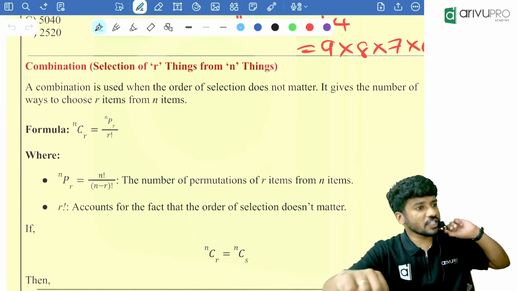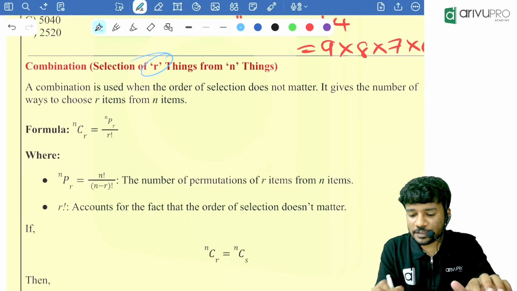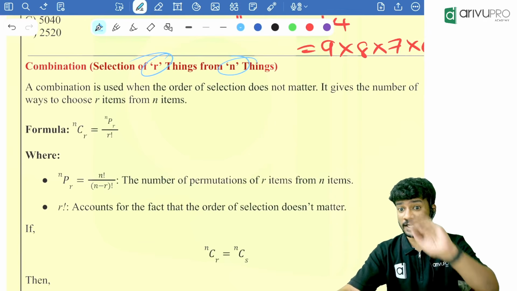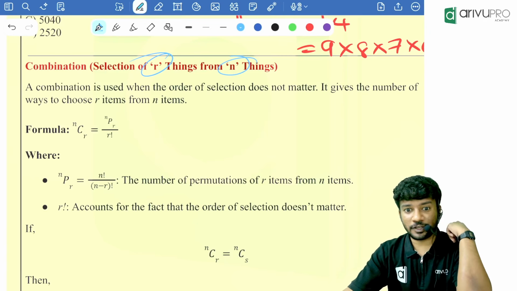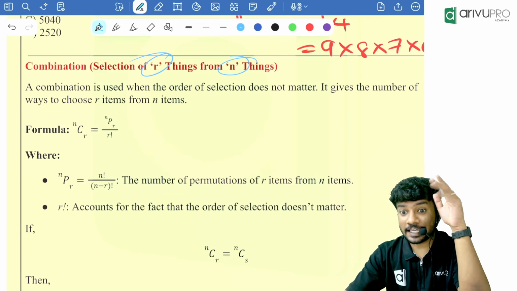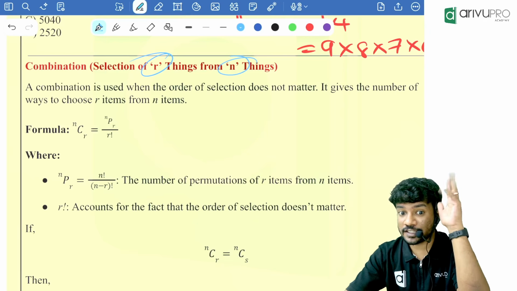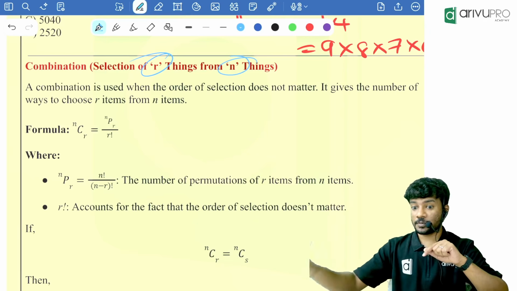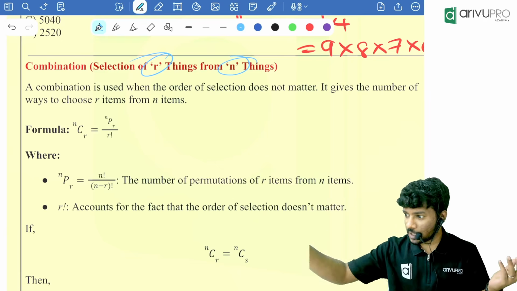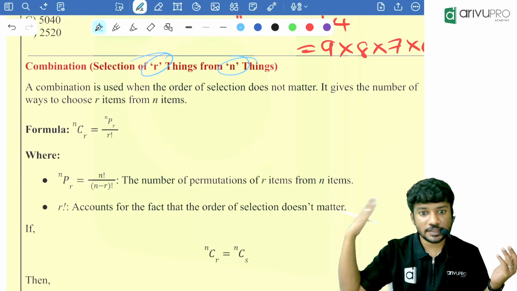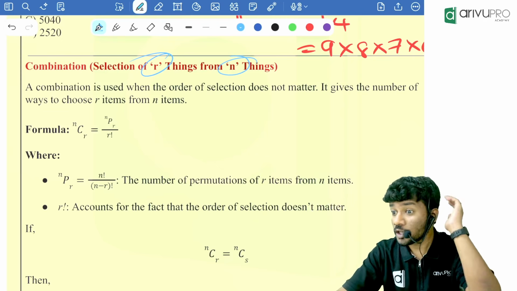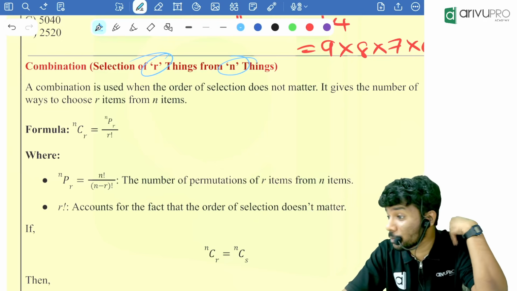Now, combination is nothing but selection of R items from N items. That is the meaning. For example, I want to select 5 students from this particular class. How many ways can I do it? For example, 20 students are there. I can choose 5 students from 20 students. Either it can be first person, second person, third person, fourth person, fifth person, or it can be second person, third person, fourth person, fifth person, sixth person, or whatever way I want to choose. So how many ways it is possible is important for us.